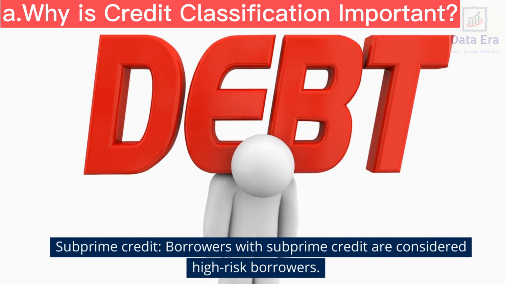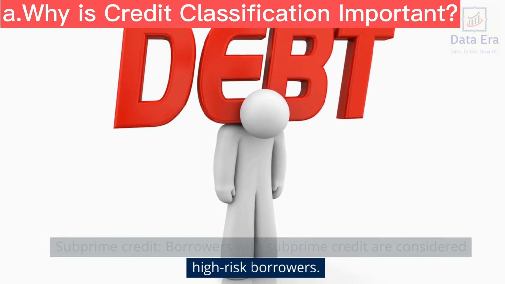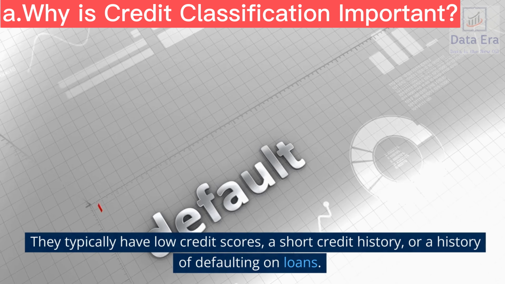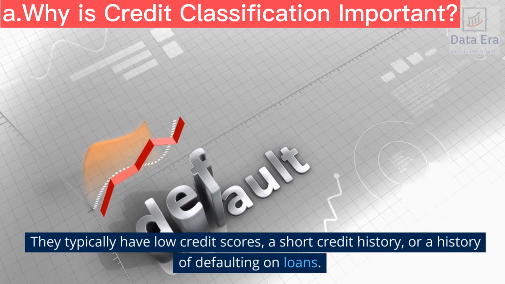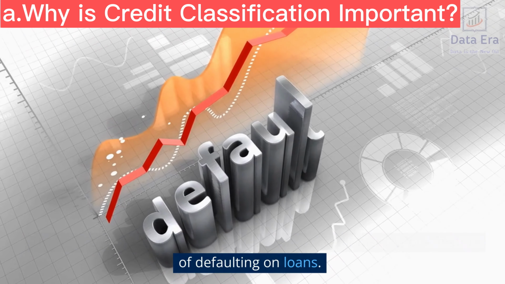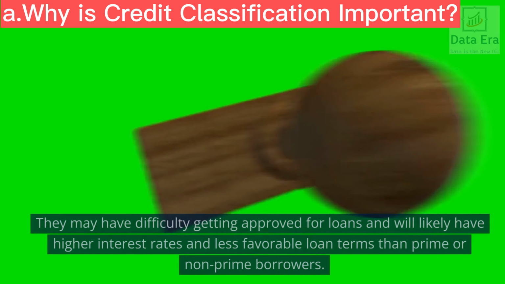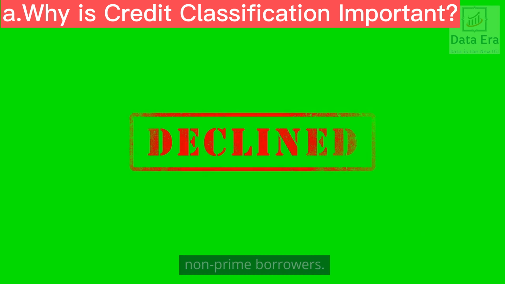Subprime credit. Borrowers with subprime credit are considered high-risk borrowers. They typically have low credit scores, a short credit history, or a history of defaulting on loans. They may have difficulty getting approved for loans and will likely have higher interest rates and less favorable loan terms than prime or non-prime borrowers.